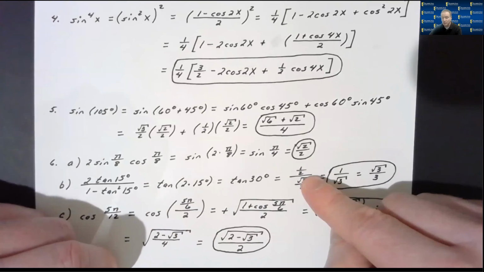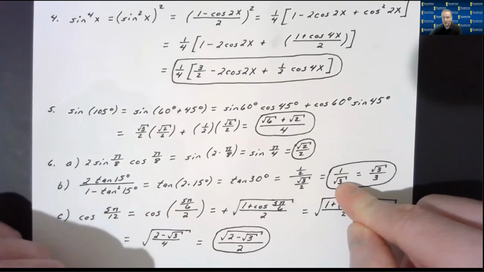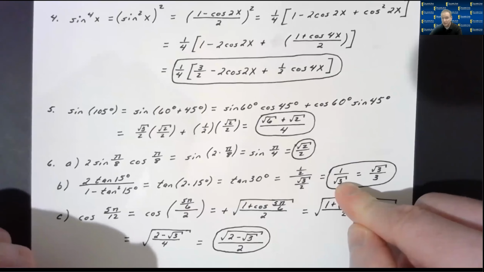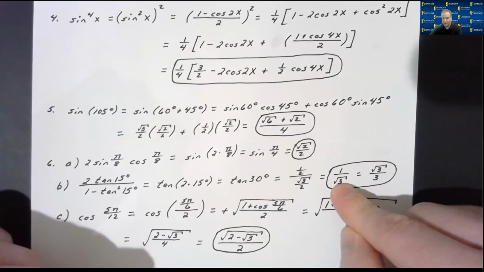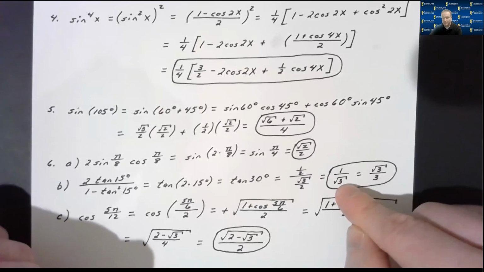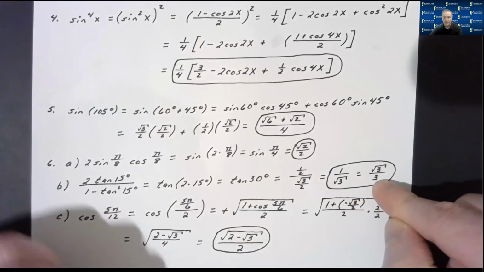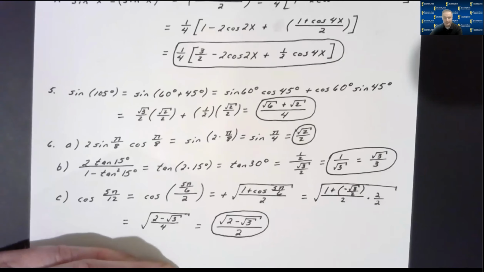And I would be fine with that answer. You could leave it like that. Or if you're one of those that likes to rationalize, I have no preference. I'm perfectly fine with this answer. But if you wanted to rationalize, you'd multiply by the root of 3 over 3 and get the root of 3 over 3. Final answer either way.